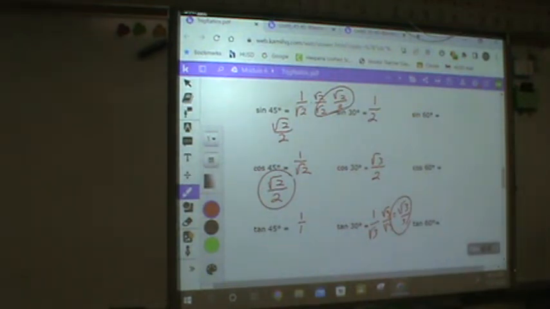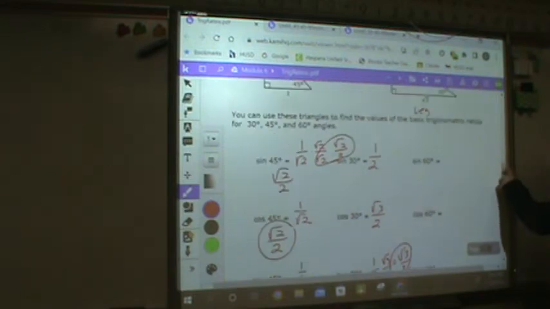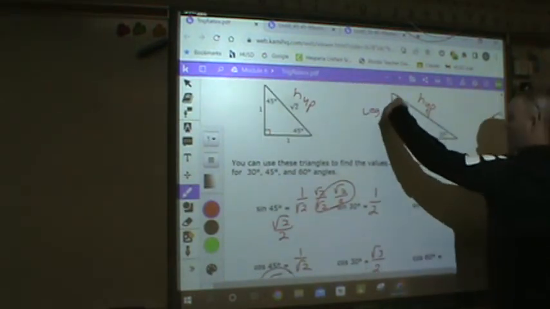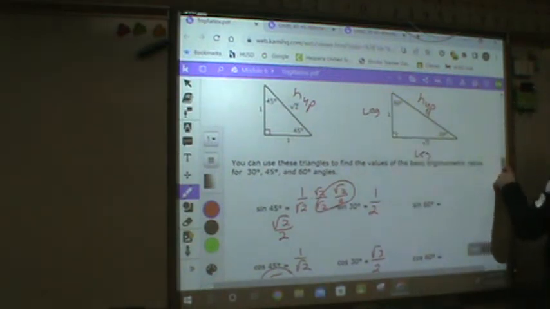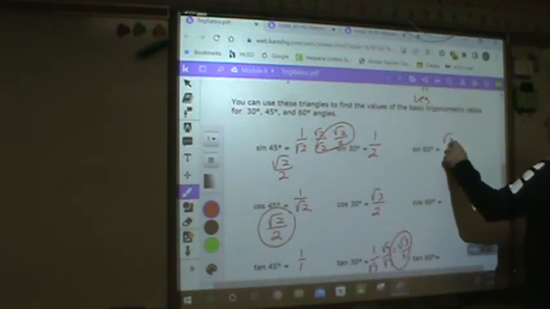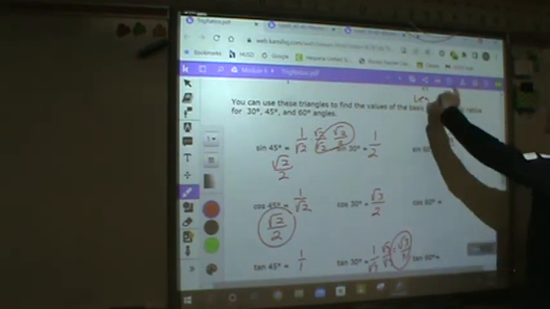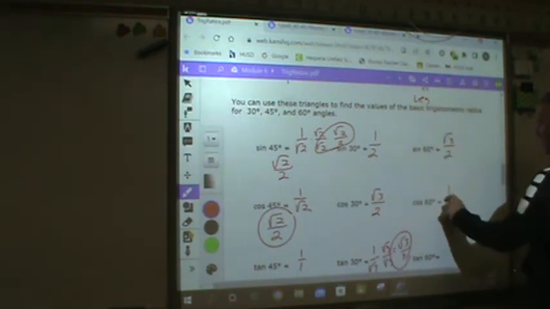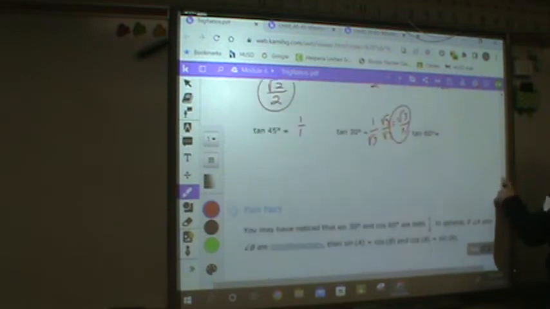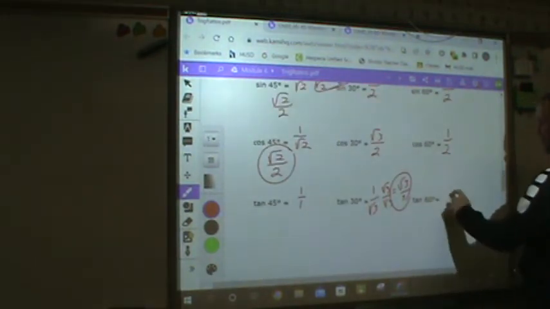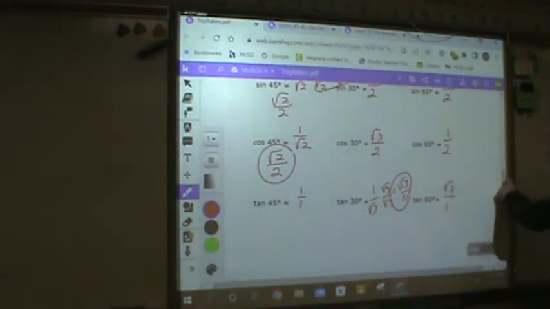Excuse me. Sine of 60. Now, here's where it changes. The sine of 60, different starting point. Rad 3 is now the opposite. So, rad 3 over 2. Cosine of 60. 1 was adjacent, so 1 over 2. And then down here for the tangent of 60, you get the square root of 3 over 1.